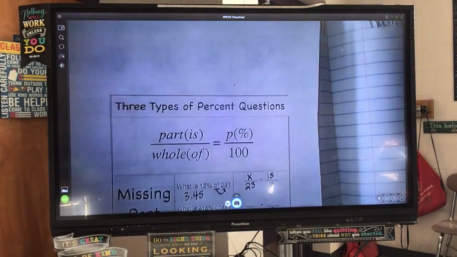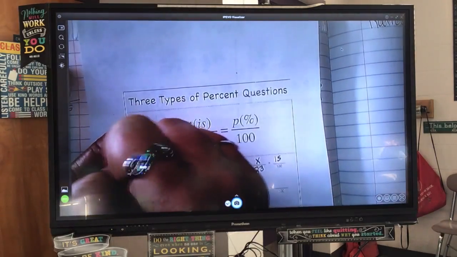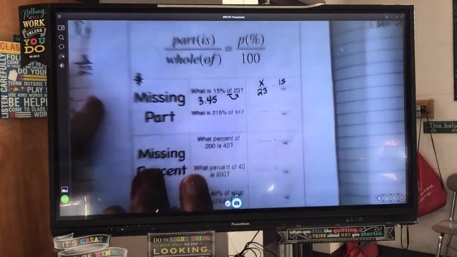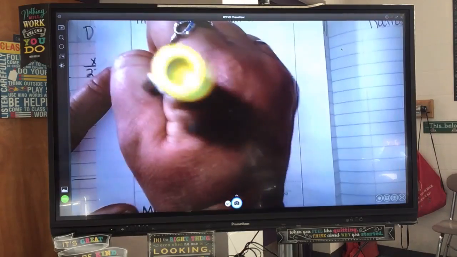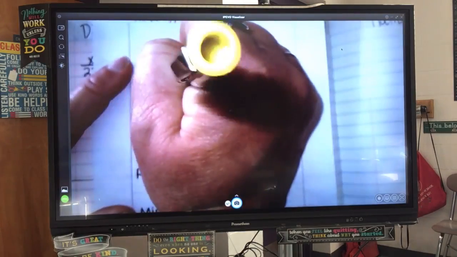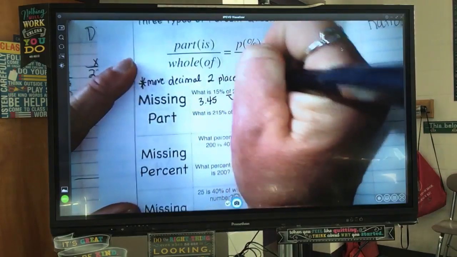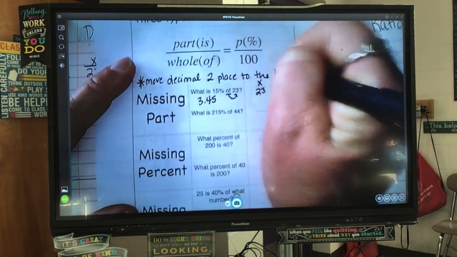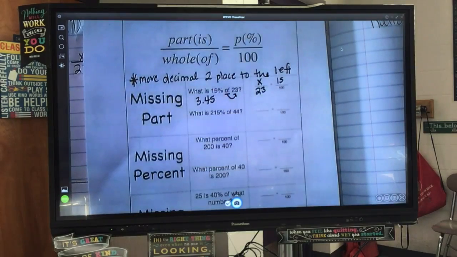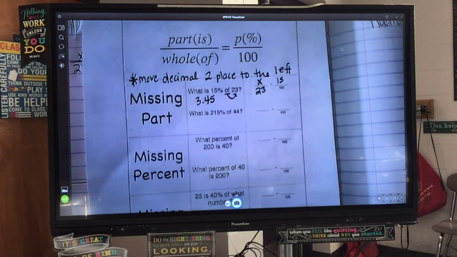Alright, and the rule with this one, with the missing part, if you're going to do it the simple way, is you're simply going to move the decimal 2 places to the left, which is essentially what we did, right? I took 15 hundredths as a fraction and wrote it as a decimal.